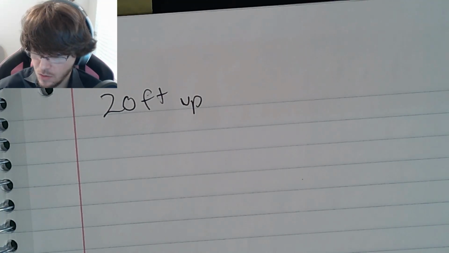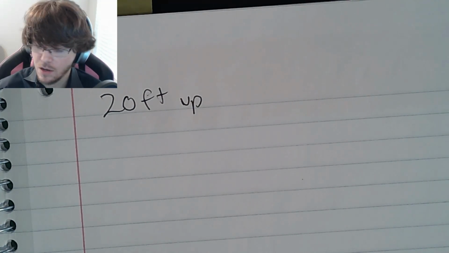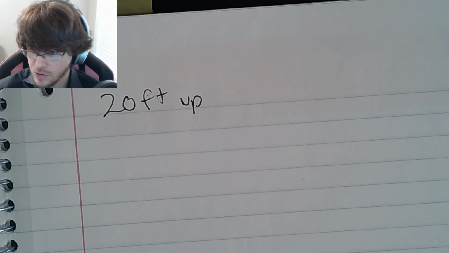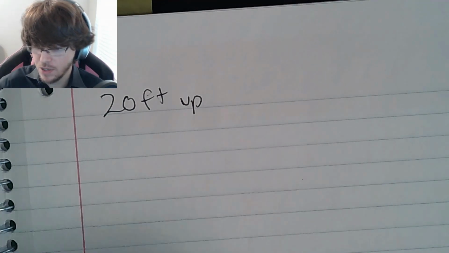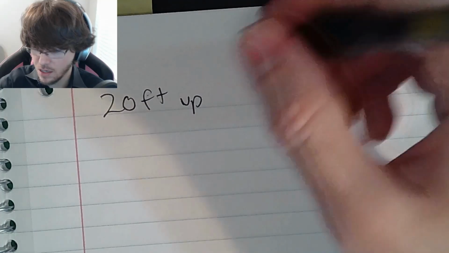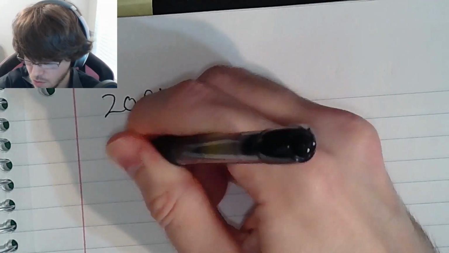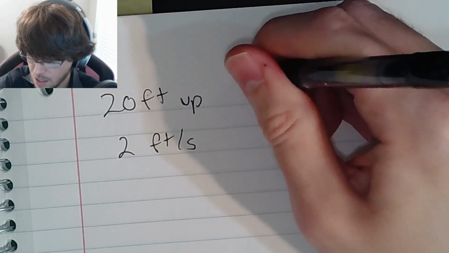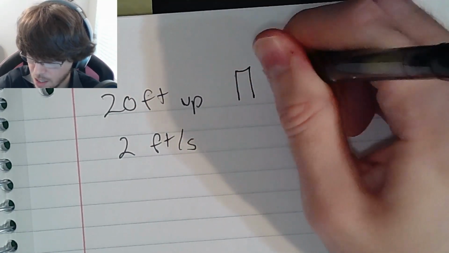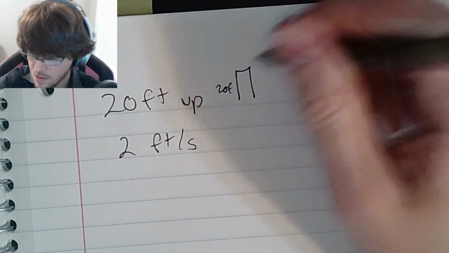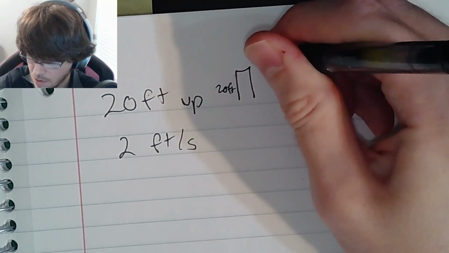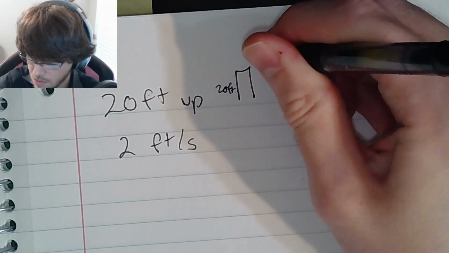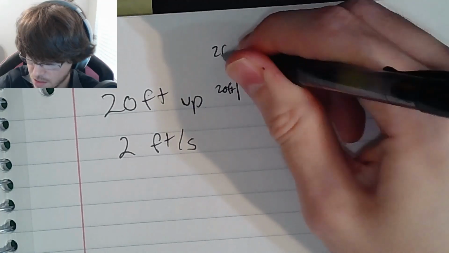And I throw my pencil up in the air. If I throw my pencil up in the air, it's likely I didn't throw it too fast. Let's say I threw it moving at a speed of 2 feet per second. So this is me standing on a building where I am 20 feet above the ground, and I throw my pencil or a ball 2 feet per second up in the air.